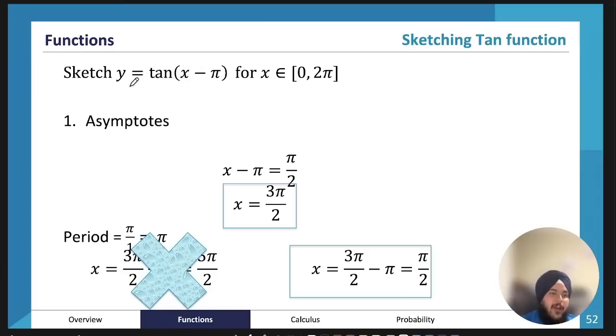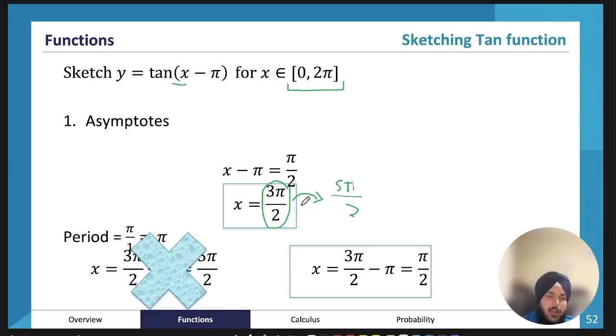If we have y = tan(x - pi), for x from 0 to 2 pi, the first step is determining the asymptote. We let the number inside the bracket equal pi on 2, so we would get 3 pi on 2 as the first asymptote. Then determine the period. The period is pi on whatever number is in front of the x, which is 1, so it's just pi in this case. To work out the next asymptote, we just add pi, so it will be 5 pi on 2.